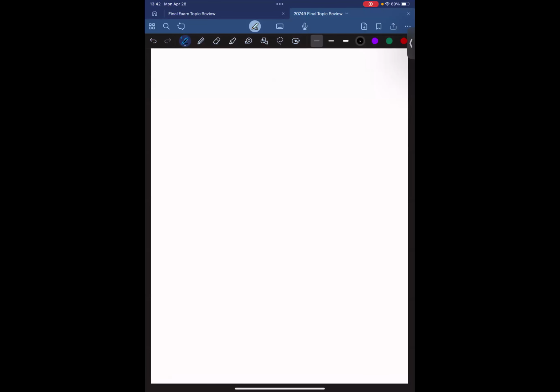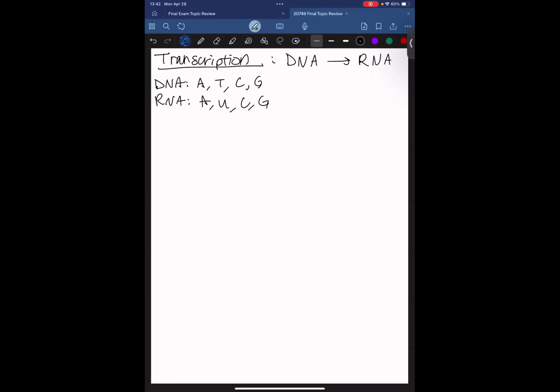Moving on to transcription. Transcription is the process of using a DNA template to make RNA. So if your DNA nucleotides were A, T, C, and G, your RNA is going to be A, U, C, and G. What's the U stand for? You guys remember? Uracil, exactly.